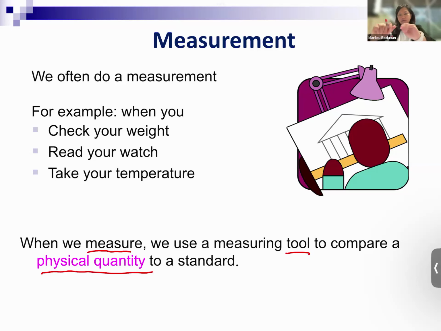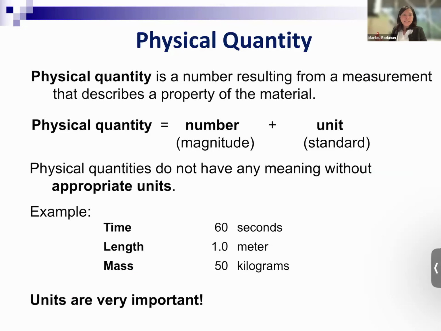Okay, right? So if, for example, you're measuring your weight, then the physical quantity you're measuring will be your mass, and you are comparing that to some standard. We will define physical quantity and standard one by one, right? A physical quantity is essentially just a number that results from the measurement that you've made to describe a property of a material.